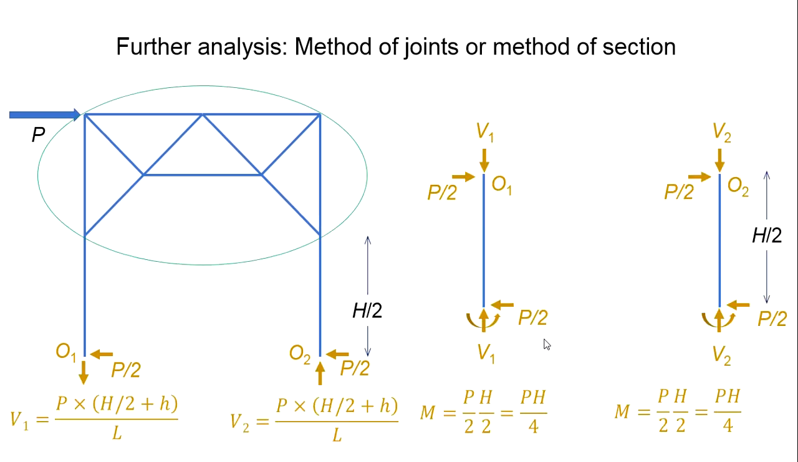Now for further analysis we will have to use the method of joints or method of sections for these truss members. Up to now we have seen how to find all the external forces in these two substructures. I am calling these internal forces also external forces for the substructure purpose. Thank you.